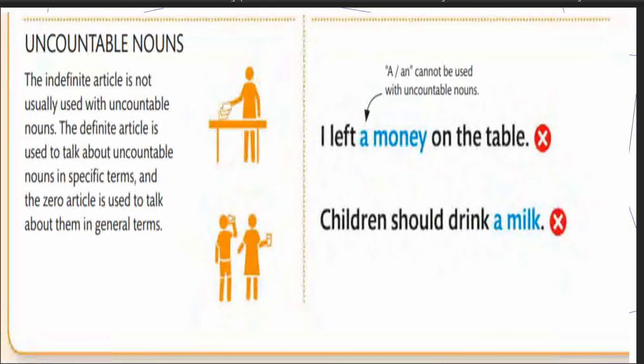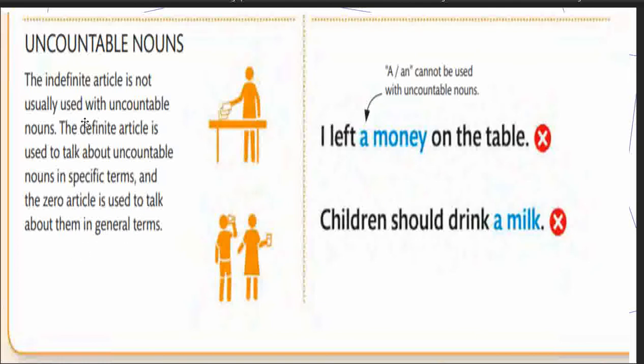The next pointer is regarding uncountable nouns. The indefinite article is not usually used with uncountable nouns. Indefinite means a and an. These two are not used with uncountable nouns. The definite article is used to talk about uncountable nouns in specific terms. And zero article means no article, nothing at all. Zero article is used to talk about them in general terms. That means nothing is used when you are talking in general terms.